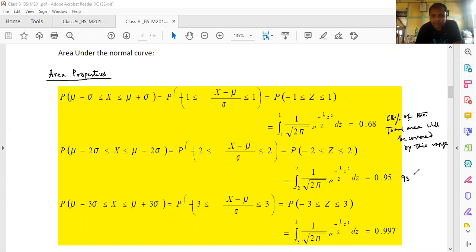Here, 95% of the total area will be covered by this range. Here, 99.73% of the total area will be covered by this range, minus 3 to plus 3.